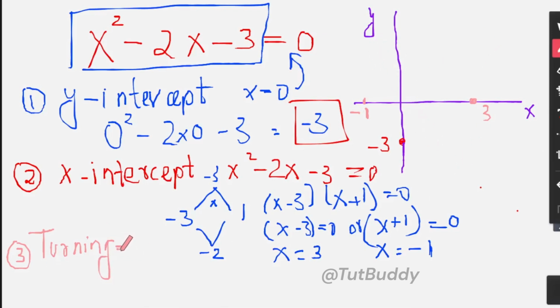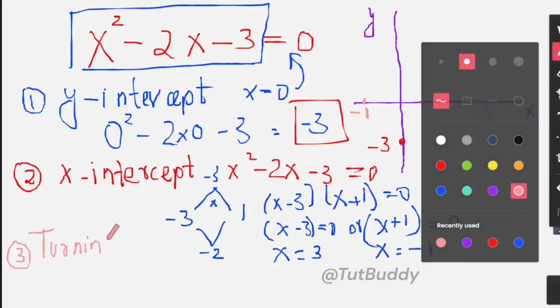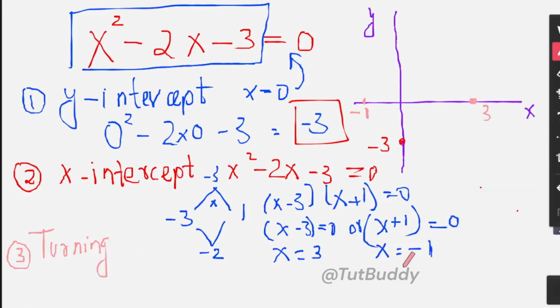To get the turning point, first you need to get the x coordinate of the turning point. It will be exactly in the middle. So if one x is 3 and one x is minus 1, I'll add them and divide by 2 to get the exact middle point. So 3 plus minus 1, divided by 2, gives me 1, right? So my x coordinate at the turning point is 1.